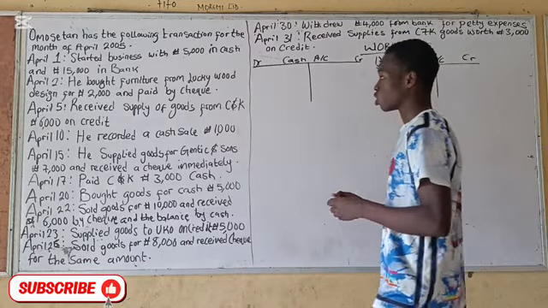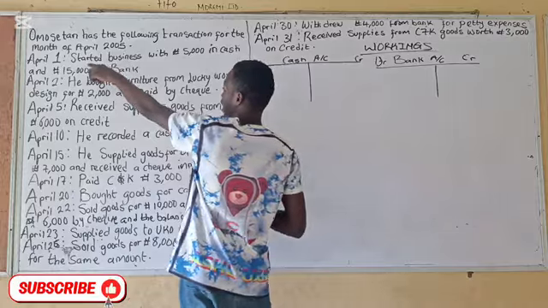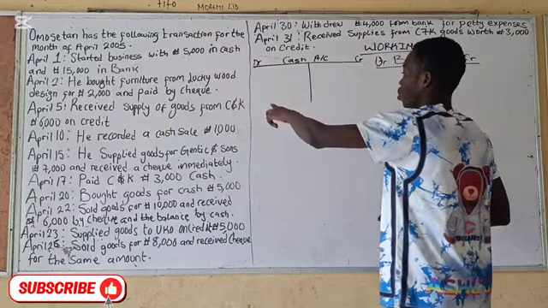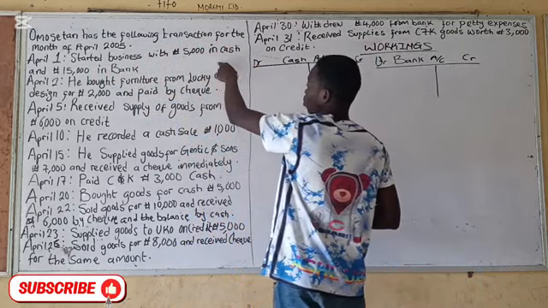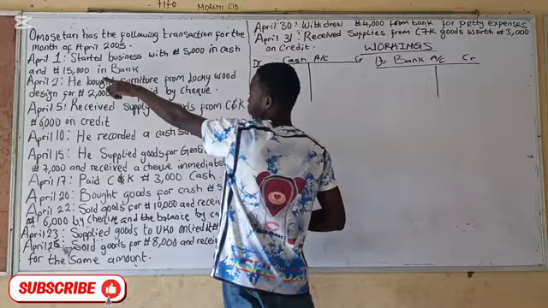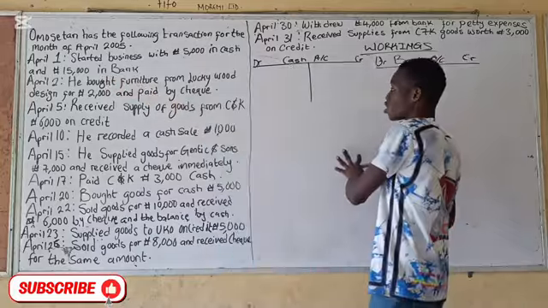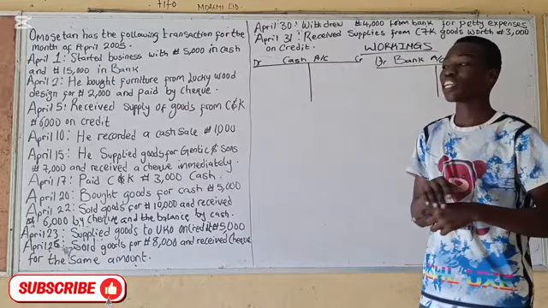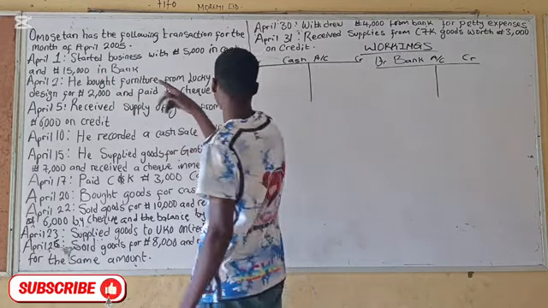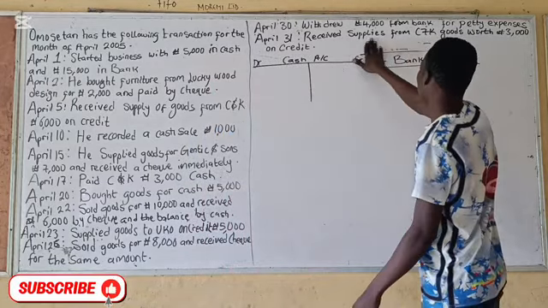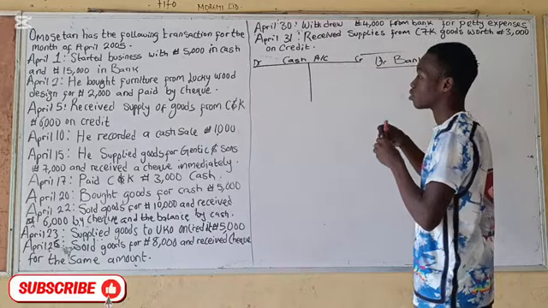Now, if you look at the question clearly, we have started business with 5,000 naira in cash and 15,000 naira in bank. So when you want to start to prepare your account, the first thing you should write is the name of the person. You can see I made a mistake. I should have written the name of the person. Instead of writing this workings, let's write the name of the account.